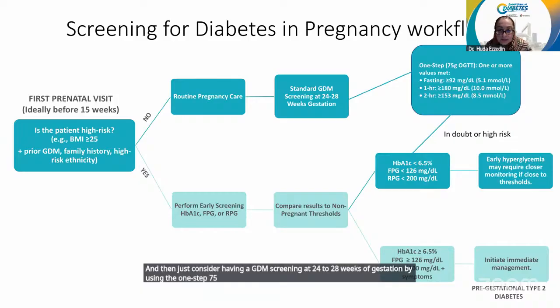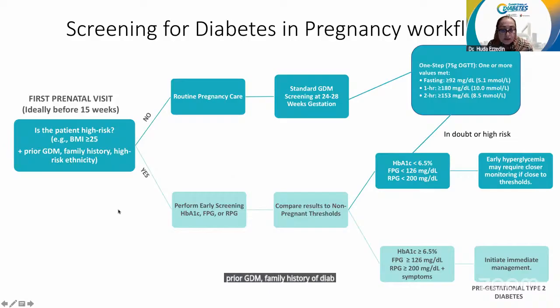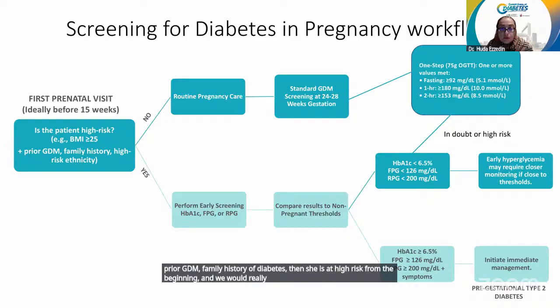And then just consider having a GDM screening at 24 to 28 weeks of gestation by using the one-step 75 grams OGTT. But if we are dealing with a lady who is having an obesity or prior GDM, family history of diabetes, then she is at high risk from the beginning, and we would really look at her, perform the early screening as if she is non-pregnant with the A1C or fasting blood sugar or random blood sugar.